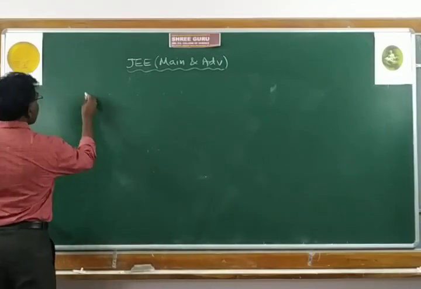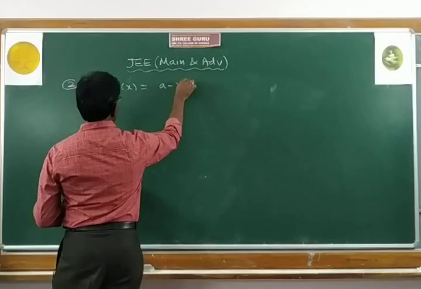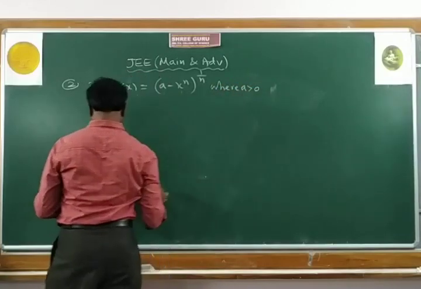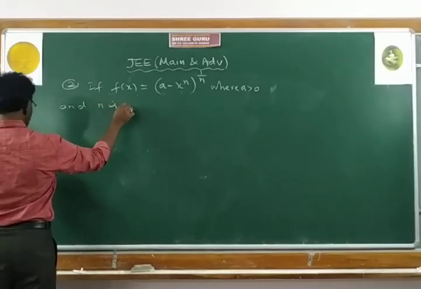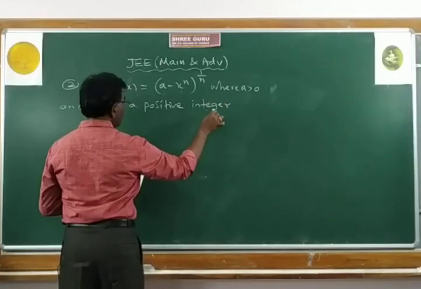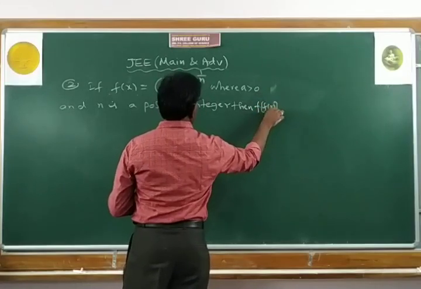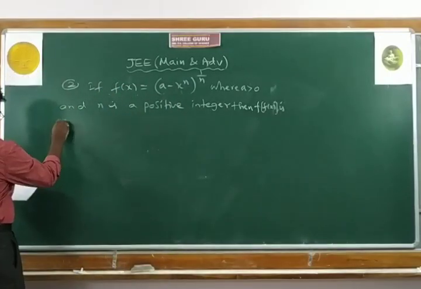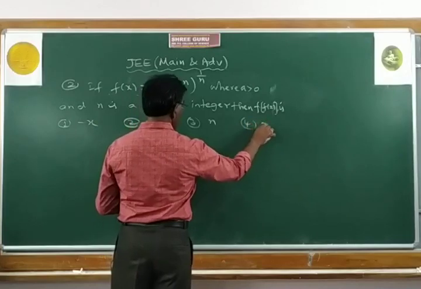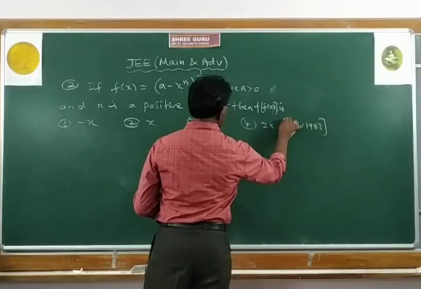Problem 2, second problem. If f of x equal to a minus x to the power n, whole raised to 1 by n, where a is greater than 0 and n is a positive integer, then f composition f of x is: first option minus x, second option x, third option n, fourth option 2x. Now it is JEE Advanced 1983.